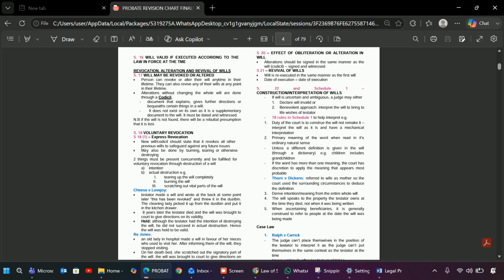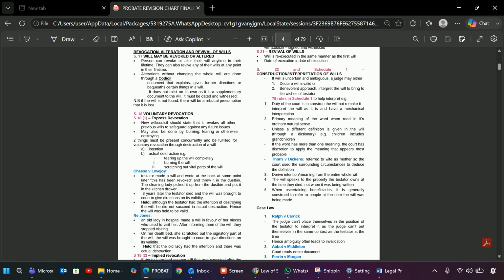The duty of the court is to construe the will, not to remake it, to interpret the will as it is and give a mechanical interpretation. And on the primary meaning of the word, when read in its ordinary natural sense, the court is to use the primary meaning of the word, unless a different definition is given in the will, through a dictionary or, for example, children includes grandchildren. If the word has more than one meaning, the court has discretion to apply the meaning that appears most probable.